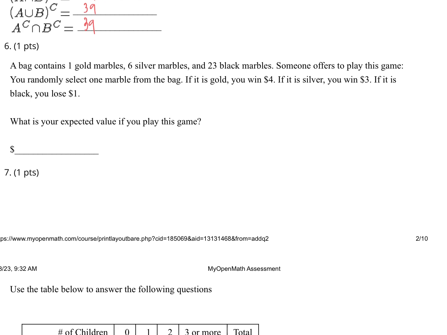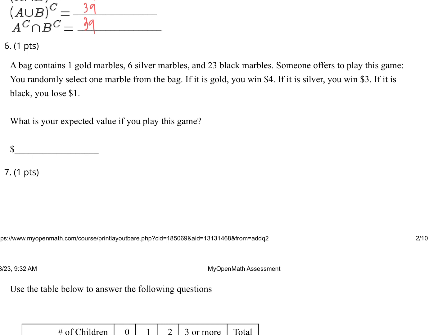All right, number 6. A bag contains 1 gold marble, 6 silver marbles, and 23 black marbles. Someone offers to play this game. You randomly select 1 marble from the bag. If it's gold, you win $4. If it's silver, you win $3. If it's black, you lose $1. What is your expected value if you play this game?